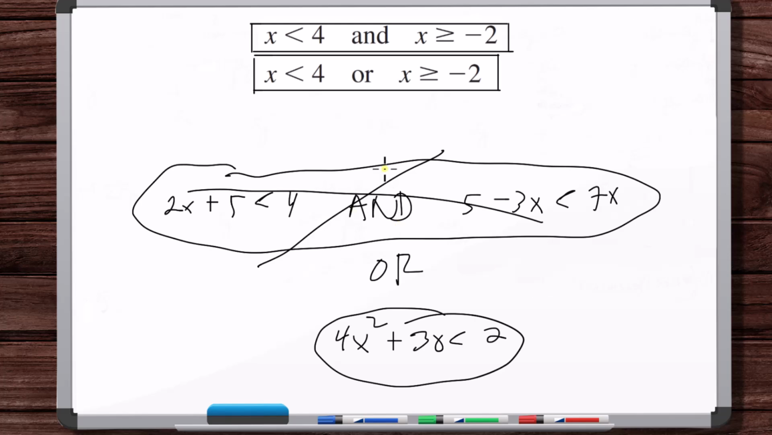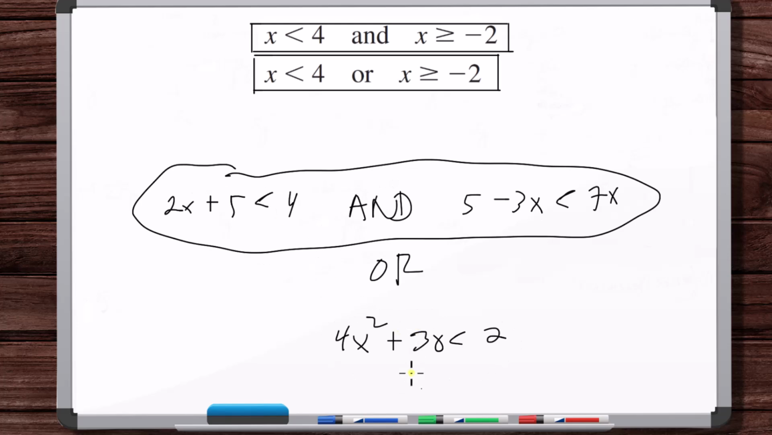You plug it in here, and it doesn't satisfy this. But it still could be a solution if it satisfies both this and this inequality at the same time. Then it's a solution. Or maybe it satisfies all three. That's a solution. Or maybe it satisfies this and not this.